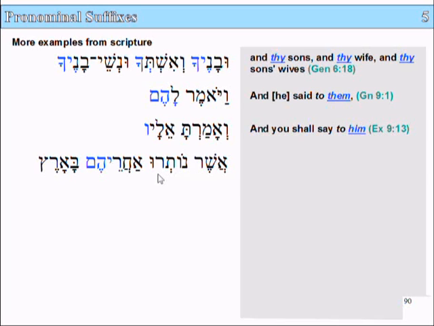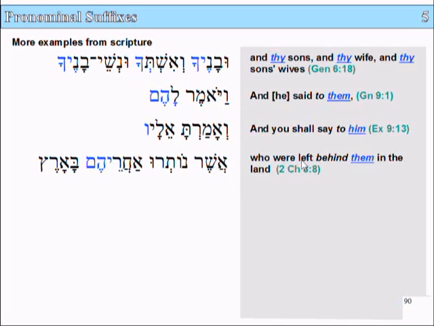Asher notru achareihim ba'aretz. Asher, that means which. Notru, remains. Achareihim, after them. Again, get your table out if you've got it printed out, and just check this out. Ba'aretz, in the land. Who were left behind them in the land? They've translated Asher as who, which makes sense in the context, but Asher tends to be more which than who. Asher notru, which remained, or who were left behind, after them.